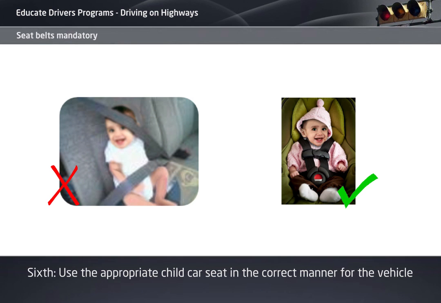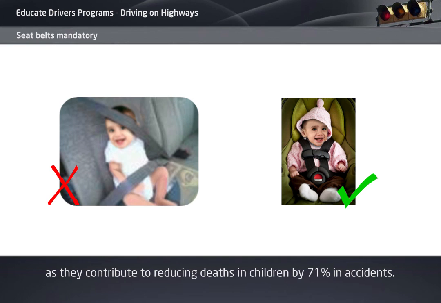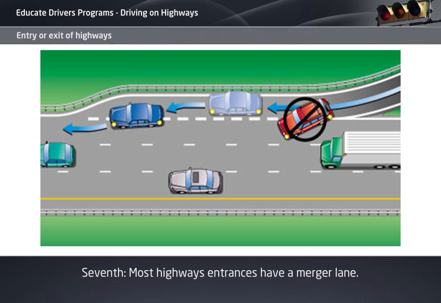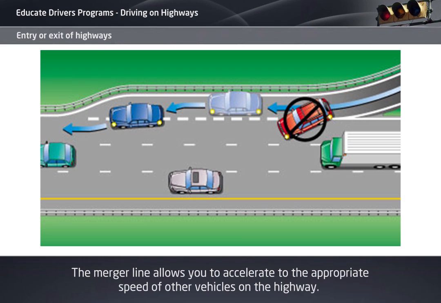Sixth, use the appropriate child car seat in the correct manner for the vehicle, as they contribute to reducing deaths in children by 71% in accidents. Seventh, most highway entrances have a merger lane. The merger lane allows you to accelerate to the appropriate speed of other vehicles on the highway.